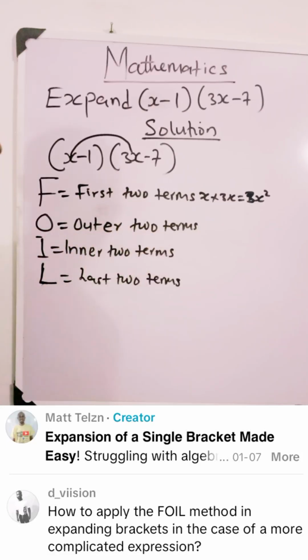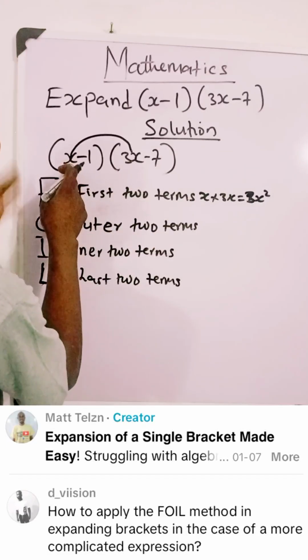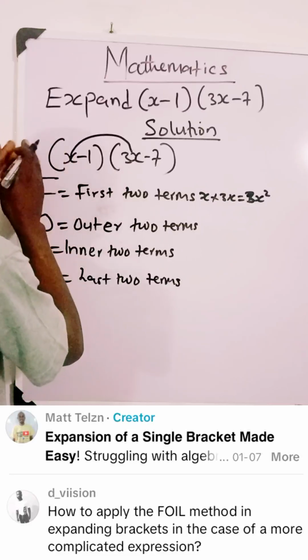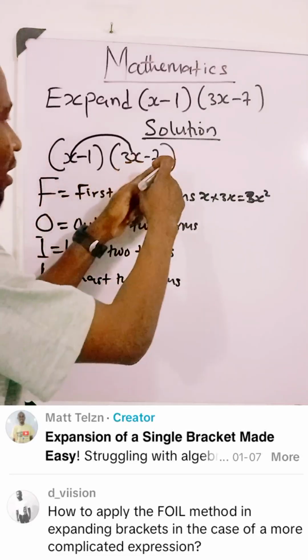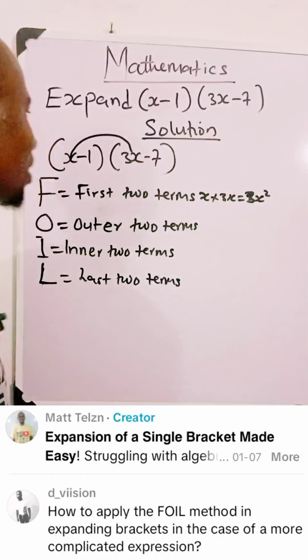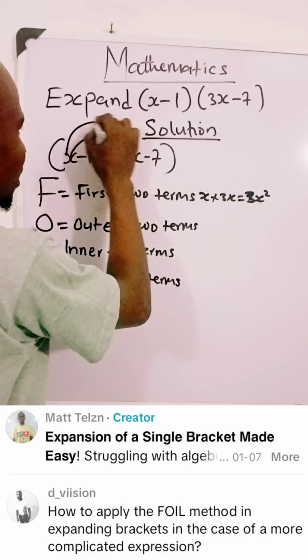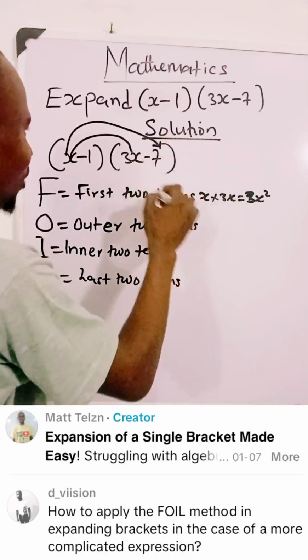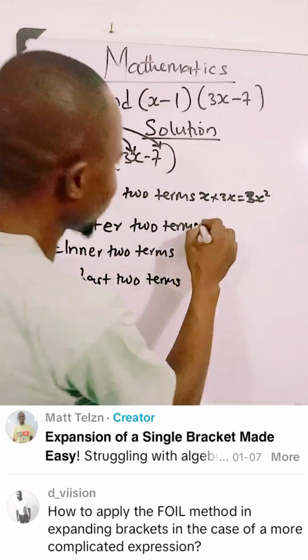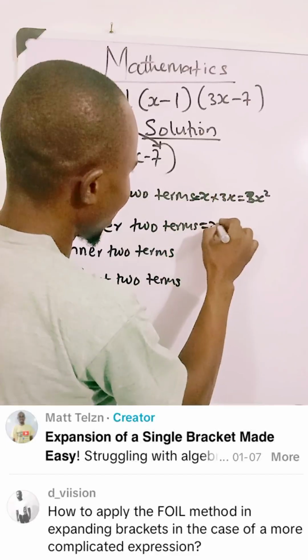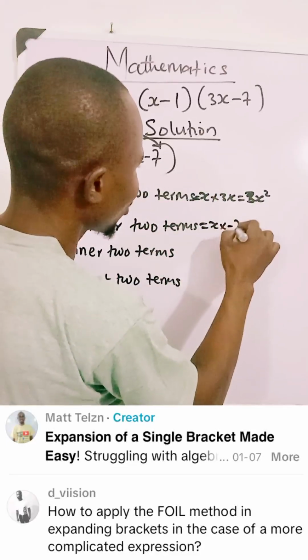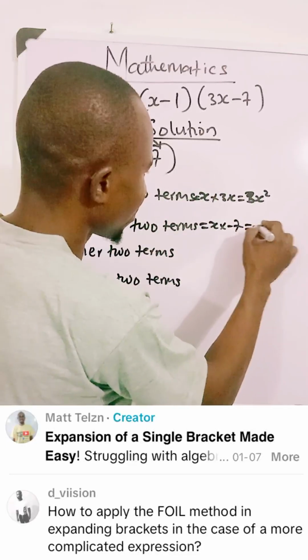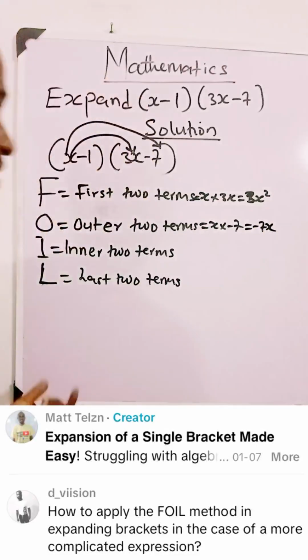The next thing, you apply the outer two terms. That is, this one represents the outer from this bracket, and this is another outer from the second bracket. So I'm going to multiply this and this. Okay, so I'm going to have x times minus 7. So I'm going to have minus 7x, right?